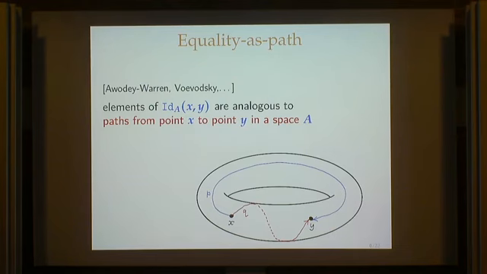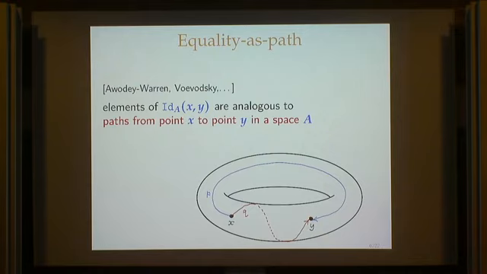Proofs of equality, elements of identification types, and paths between points in spaces. And space can, let's for the moment just be naive and think that we're talking about topological spaces. So I've drawn a torus here, right, which, here's a path from x to y, and here's another path from x to y, and we're going to think about this as somehow being a type, and the x and y as being elements of that type.